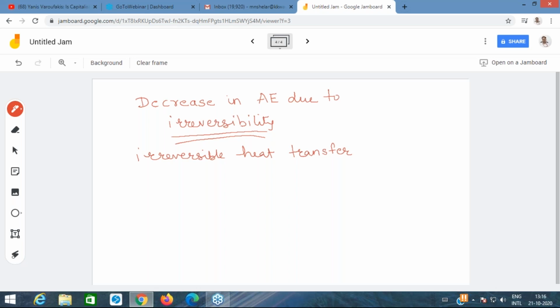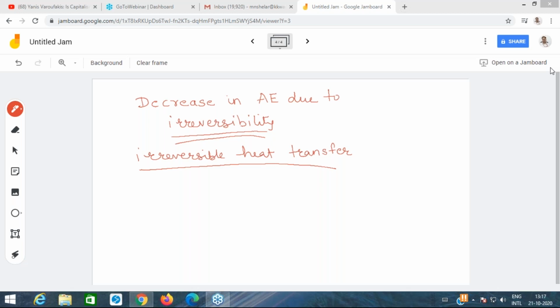So let me ask you this question: what do you understand by irreversible heat transfer? I want you to answer. It would be better if others also answer, apart from the students who are regularly answering. It would be nice if others also chip in and try to give me this answer. What do you understand by irreversible heat transfer? I'm going to show you that irreversible heat transfer.